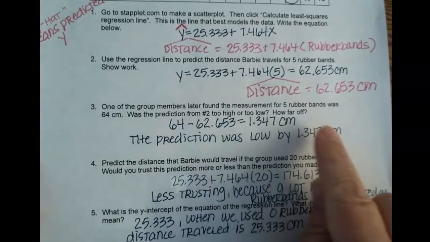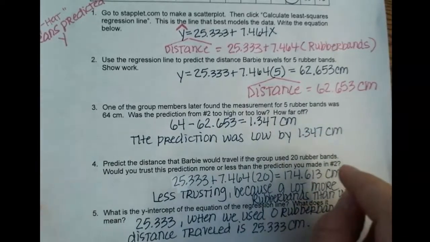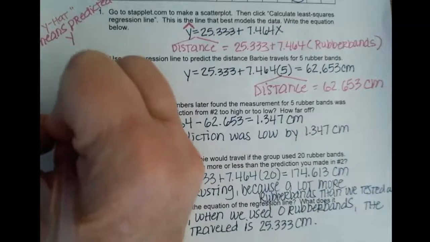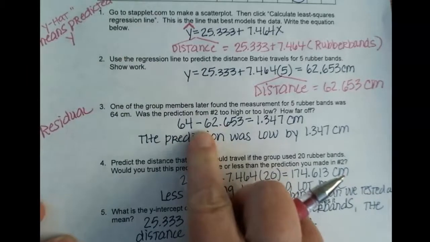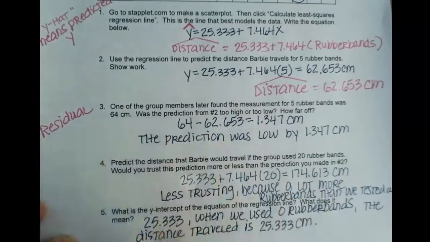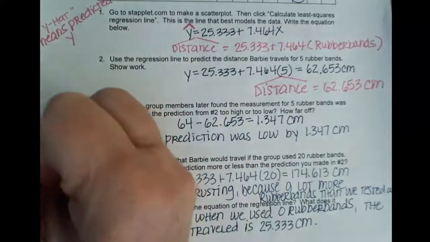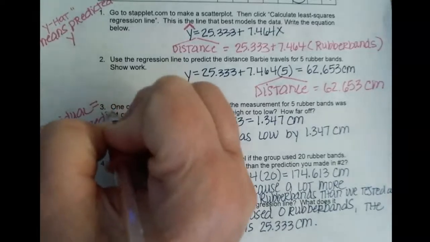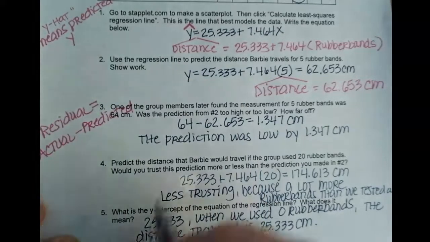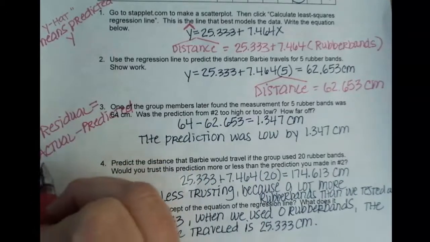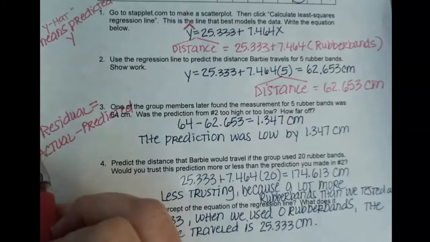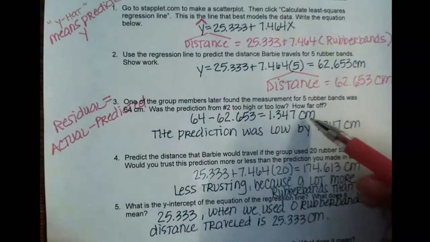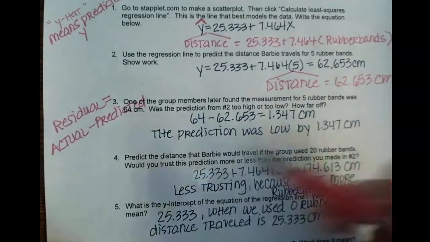So in number 3, we want to know how far off were we. And so this is something called a residual. You just want to know how far away the prediction was from what actually happened. And to find a residual, you're always going to take what actually happens and subtract the predicted from it. So remember, AP stats: residual equals actual minus predicted. What actually occurred minus what was predicted to occur. The difference is kind of like an error, and the error we call a residual.